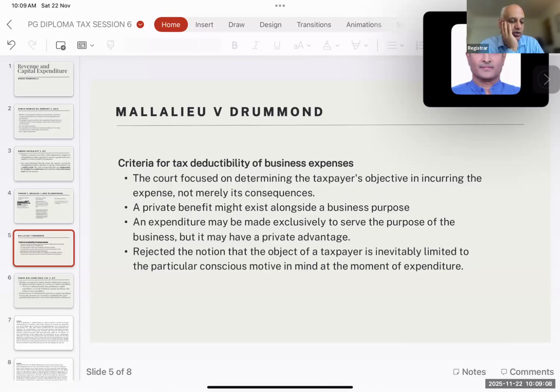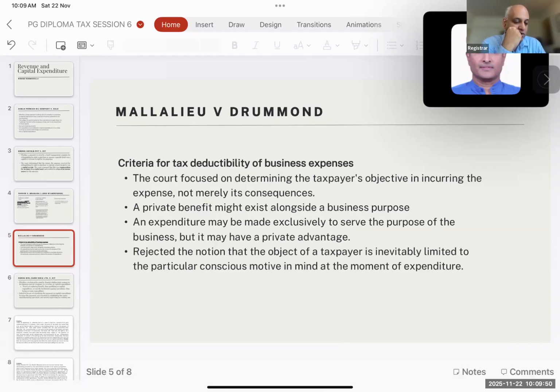inescapable that one object, though not a conscious motive, now they're distinguishing between conscious and unconscious, and they're including unconscious motives as well. That one object, though not a conscious motive, was the provision of the clothing that she needed as a human being. I reject the notion that the object of a taxpayer is inevitably limited to the particular conscious motive in mind at the moment of expenditure. Of course, the motive of which the taxpayer is conscious is of a vital significance, but it is not inevitably the only object which the commissioners are entitled to find to exist.